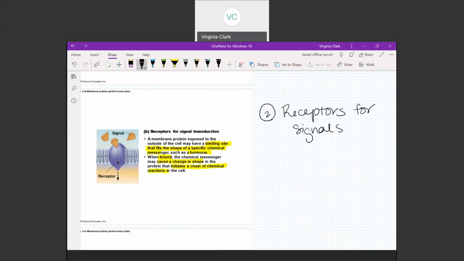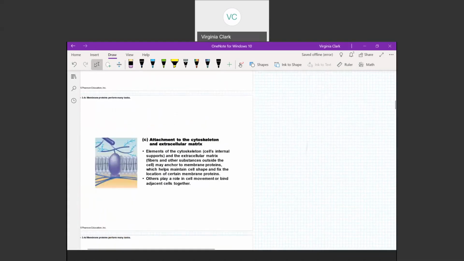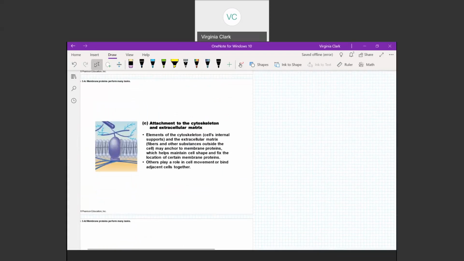So if this is our cell, and this is our outside, our extracellular fluid, and this is our inside, and we have our protein, when this receptor binds to it, it will essentially cause some sort of chain of events inside the cell. So it does not actually cross the plasma membrane, but it essentially gives the go signal to cause things inside the cell to happen. So it creates that signal for go. And that's really important for a lot of physiological processes.